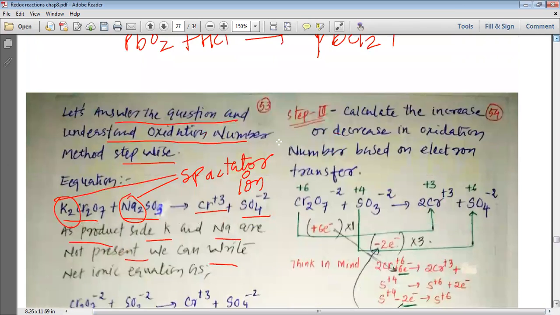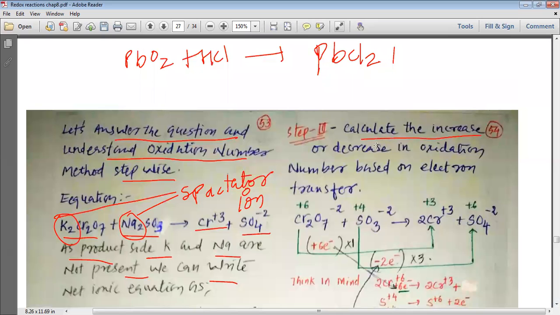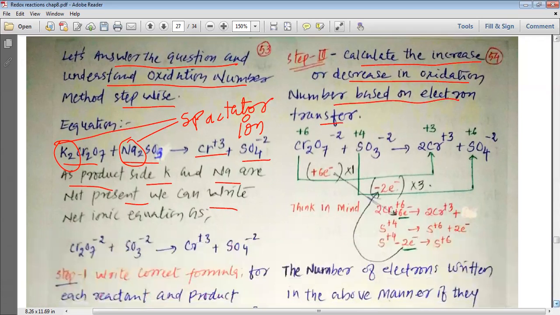Now, what happens in step 3: calculate the increase or decrease in the oxidation number based on the electron transfer. So now we want to find out the increase or decrease in the oxidation number based on the electron transfer. Here you can see that 2 chromium go from +6 to +3. So what happens? This +6 to +3, actually for each chromium, is a transfer of 3 electrons. So you can see that chromium +6 gets 6 electrons to give 2 chromium +3.